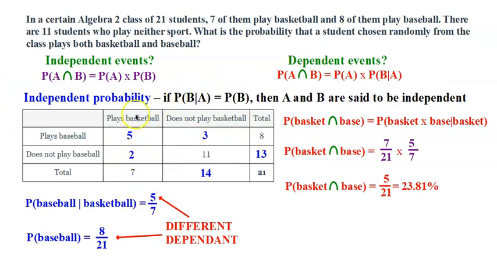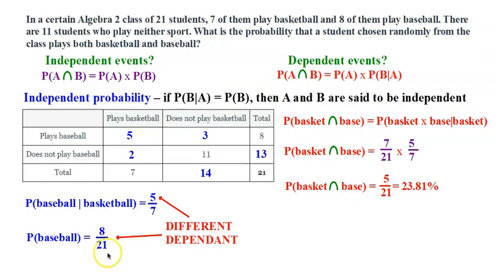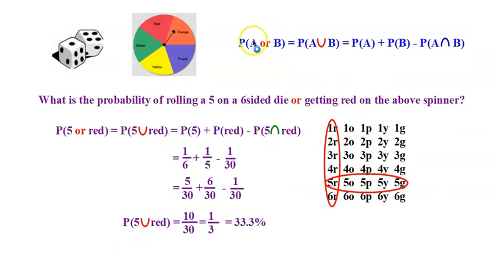If the probability of A given that B already happened is the same as the probability of A, if these two are the same, then they are independent events, like it was with passing the test based on gender. Independent, doesn't matter. But if they are different probabilities, that means that they are dependent. And finally, if it wants A or B, you add, you do not multiply. If it's A and B, you multiply. A or B, you add. But remember, you do have to take out that overlap. All right, hopefully you found that useful, and I will see you in the next video.